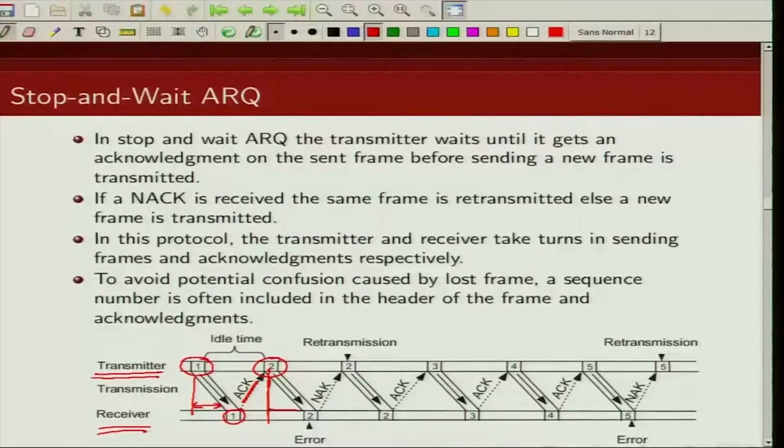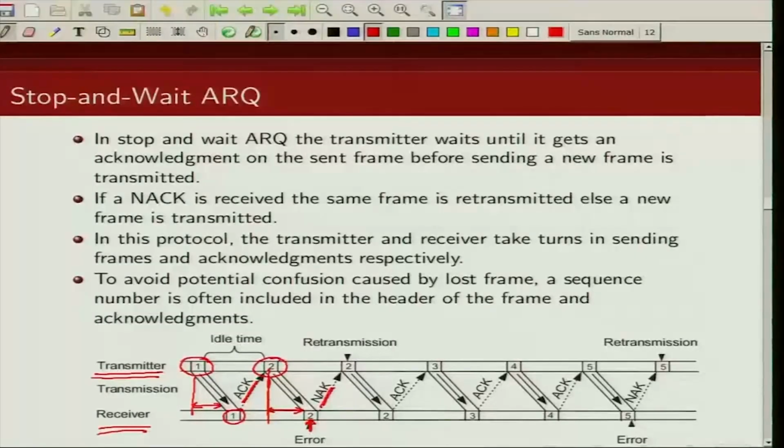Again, after some delay, frame number 2 is received at the receiver. The receiver will employ a CRC check to find out whether there is any parity violation. In this particular example, there is a parity violation, so the receiver sends a negative acknowledgement to the transmitter. After this time delay, the transmitter receives the negative acknowledgement, that is, frame 2 has not been received correctly. So what does the transmitter do? It retransmits packet 2.